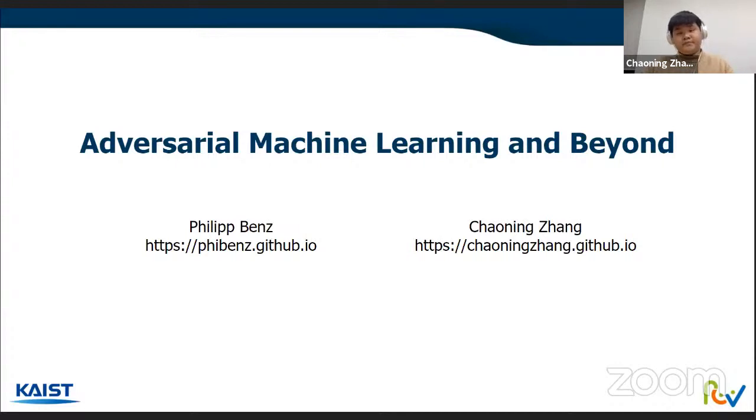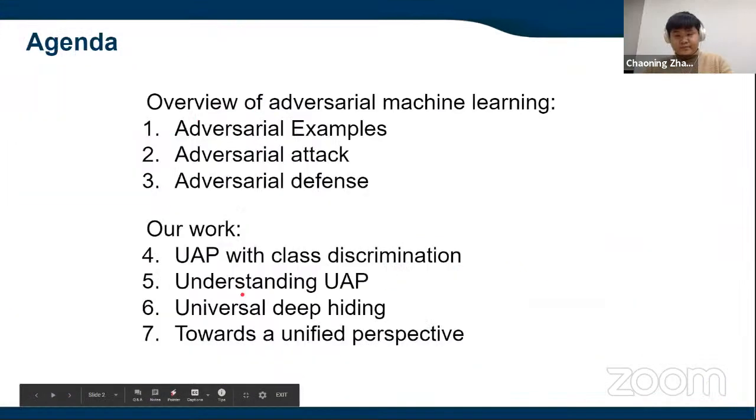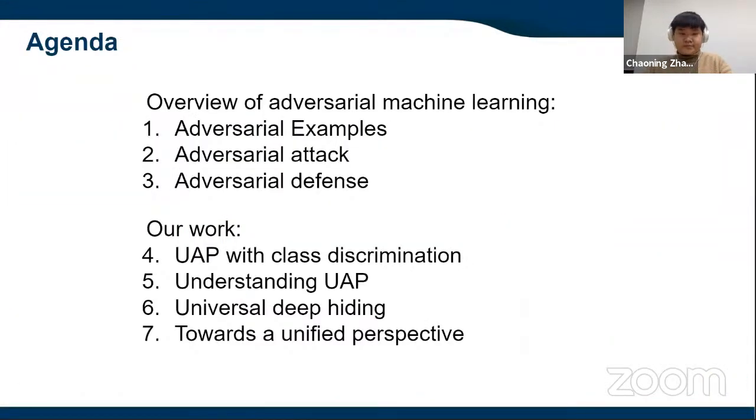And today we will also go a little bit beyond that. The agenda of what we will talk about today is the following. We will have a very small overview over what actually adversarial machine learning is. We will talk about what adversarial examples are. We will cover some adversarial attacks and some adversarial defenses. And then we will dive a little bit more into our research work, which mainly covers a lot of universal adversarial perturbations. And there we will look at universal adversarial perturbations with class discrimination.